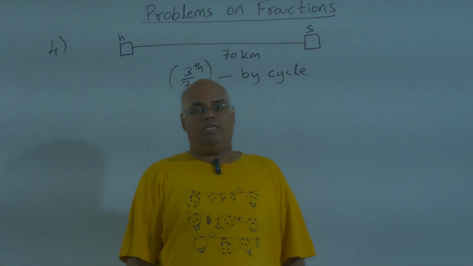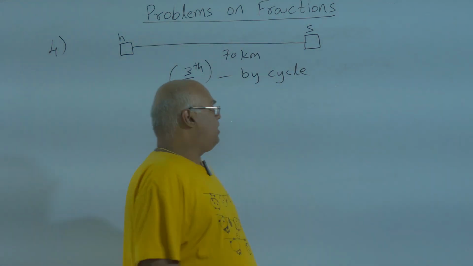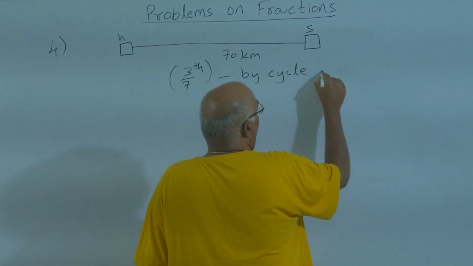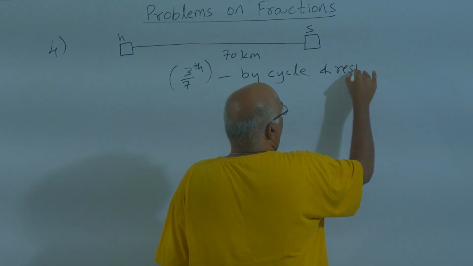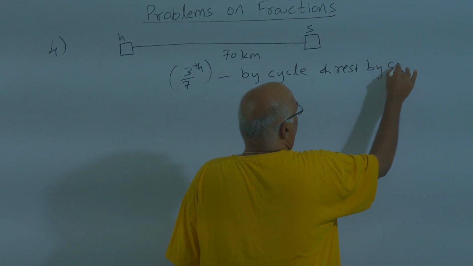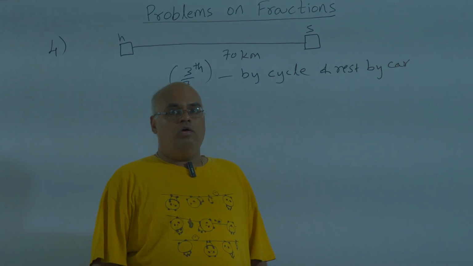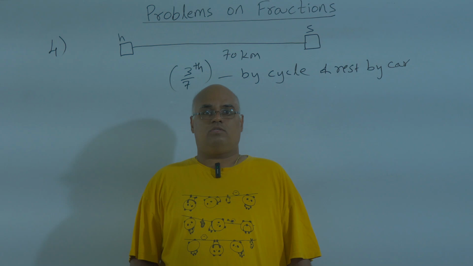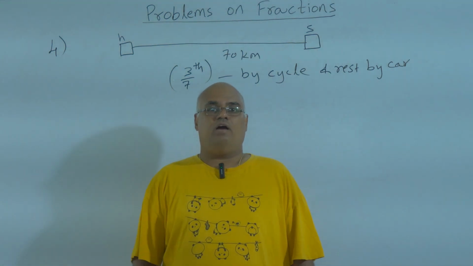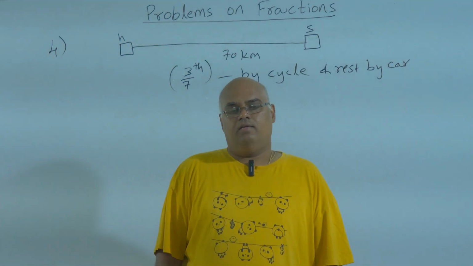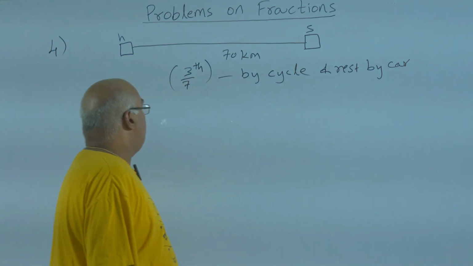And the rest of the distance he travels by car. So we have to find out the distance which he covers by cycle and the distance which he covers by car. So let us see how to solve this problem.